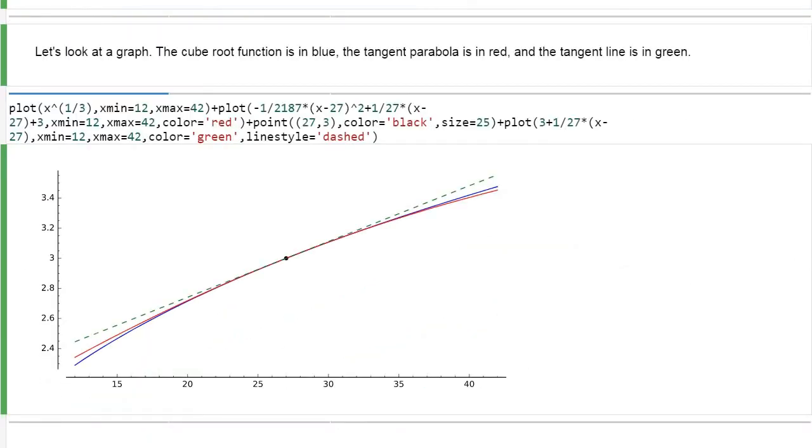Here's the graph. So the blue curve, again, is the cube root. The green dotted line is the tangent line that we had before. And the red curve is the tangent parabola, the quadratic approximation. And you can see that close to x equals 27, all three of them are about the same. As you get further away, the blue and the green start to separate quite a bit. The blue and the red stay closer together longer. Notice that I've extended this graph further than was the case with the tangent line, because the parabola follows it longer.